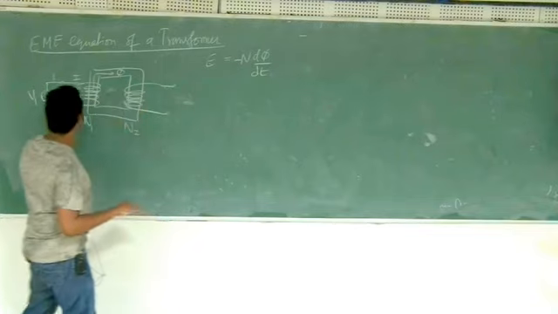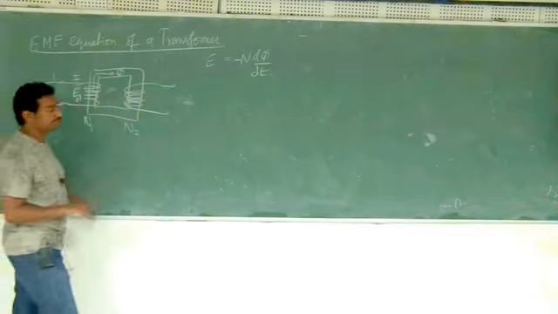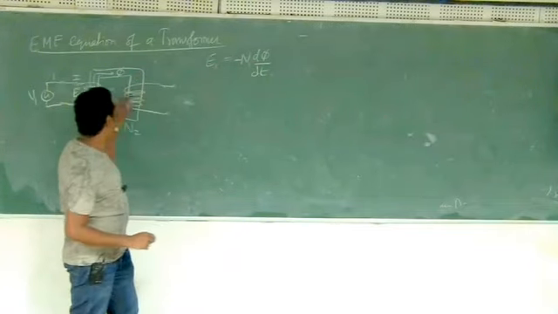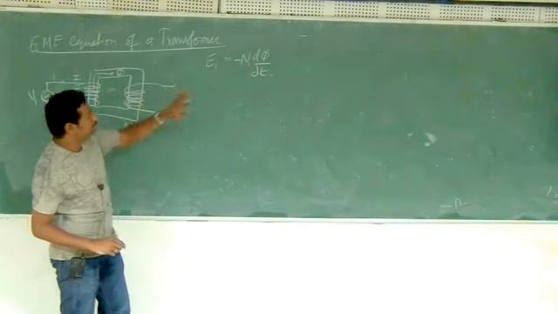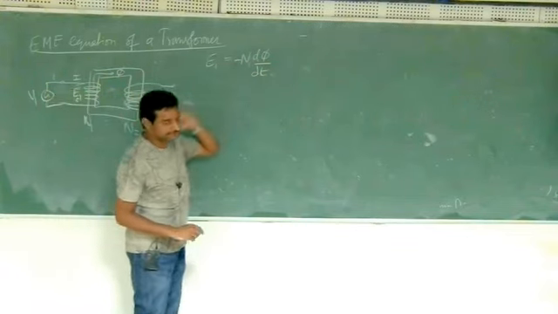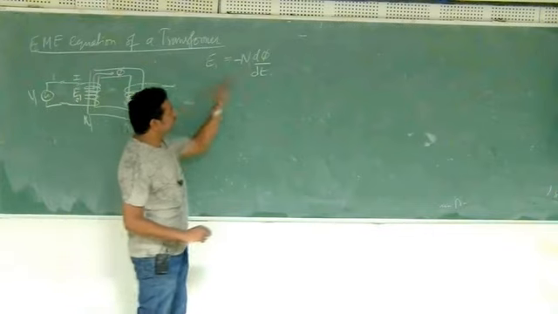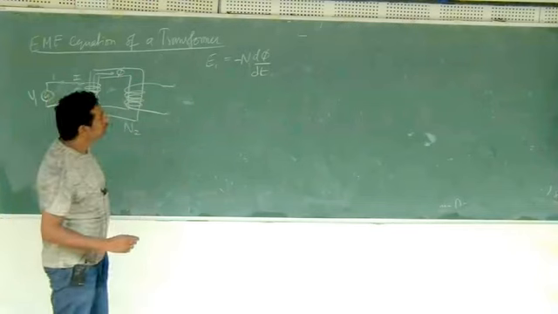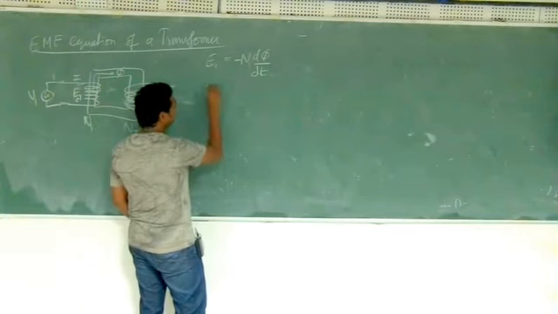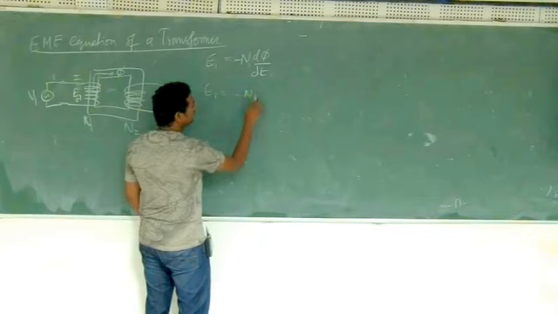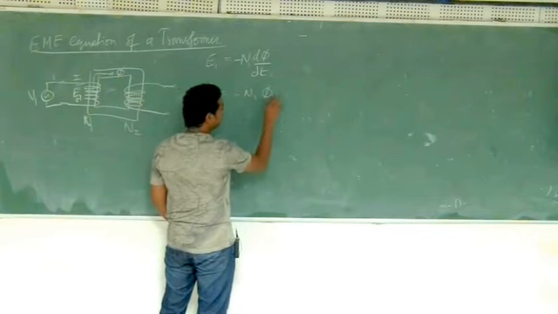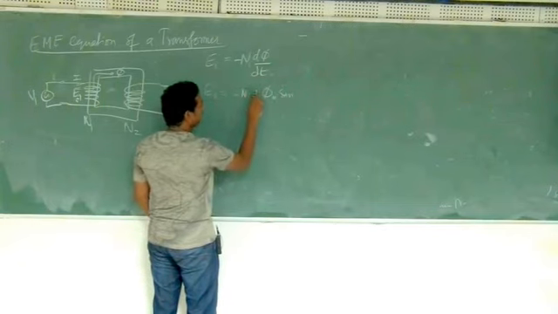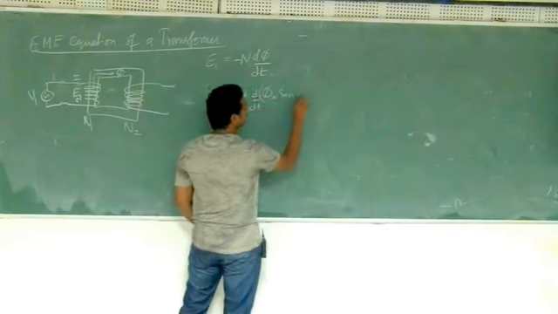Now if I want E1, there is E1, E2, N1, N2. So I can write E1 will be N1 d phi by dt, because the same flux is linking with both windings, so there is no phi 1, phi 2. You know that the flux is also sinusoidal, because the current is sinusoidal. So I can write it in the form of an equation like this: phi equals phi m sin omega t, and E1 equals minus N1 d by dt of that.